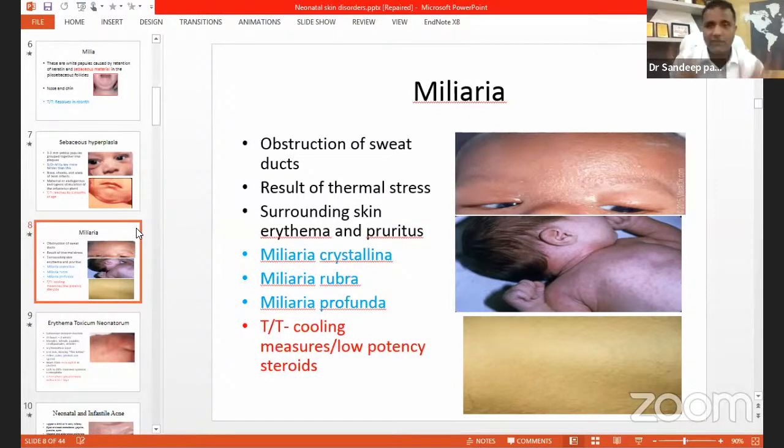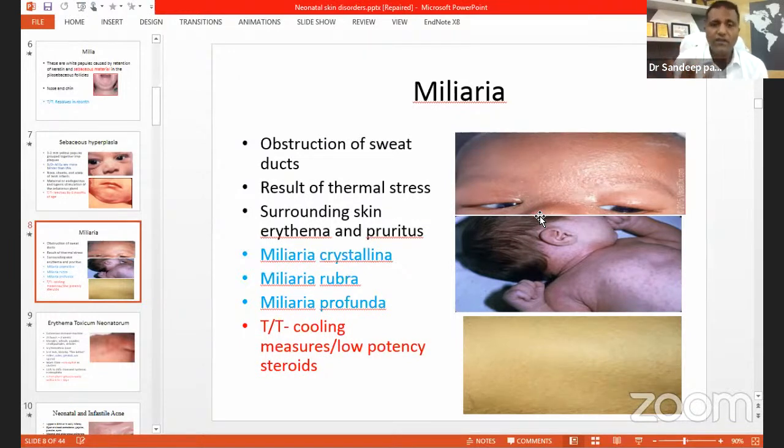This is the summer month. You can see that a lot of babies will have miliaria, and miliaria is because of obstruction of the sweat duct. The previous two lesions, milia and sebaceous hyperplasia, are because of obstruction of the sebaceous glands. So this is because of obstruction of the sweat duct. What you will find are some vesicles with clear fluid below that.